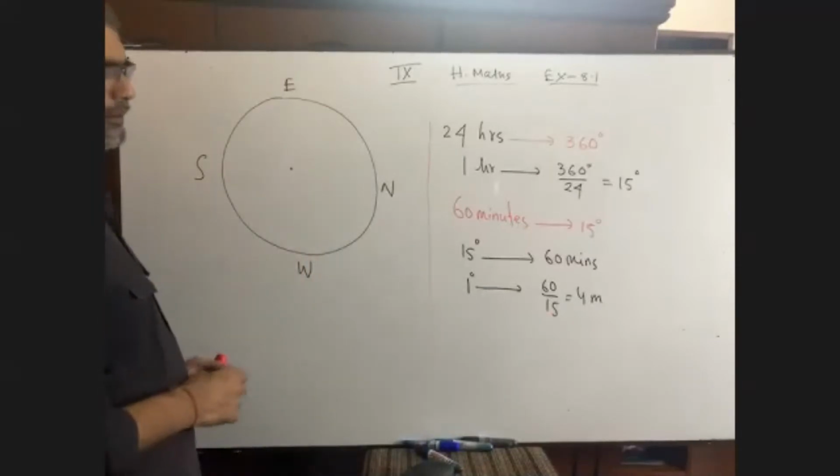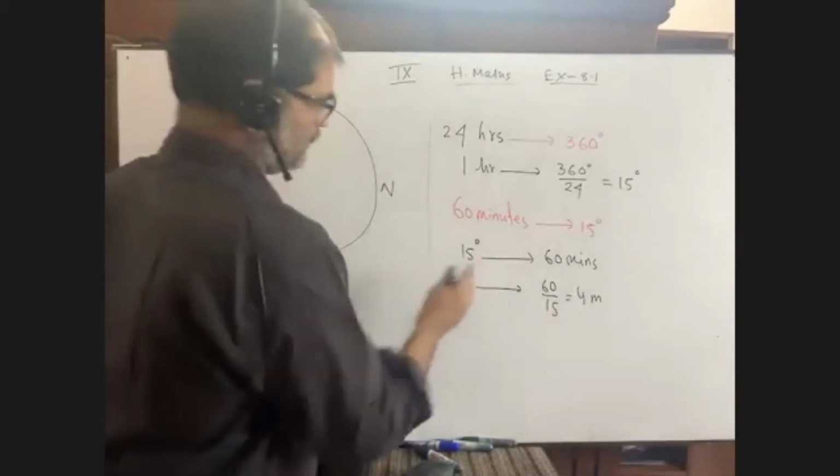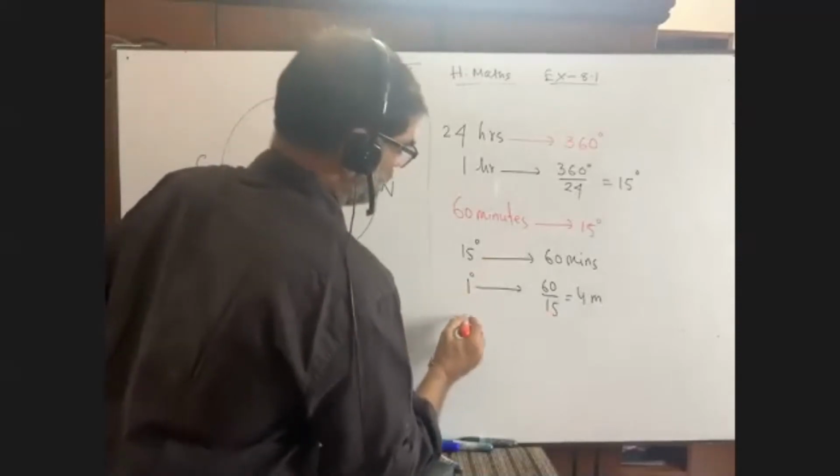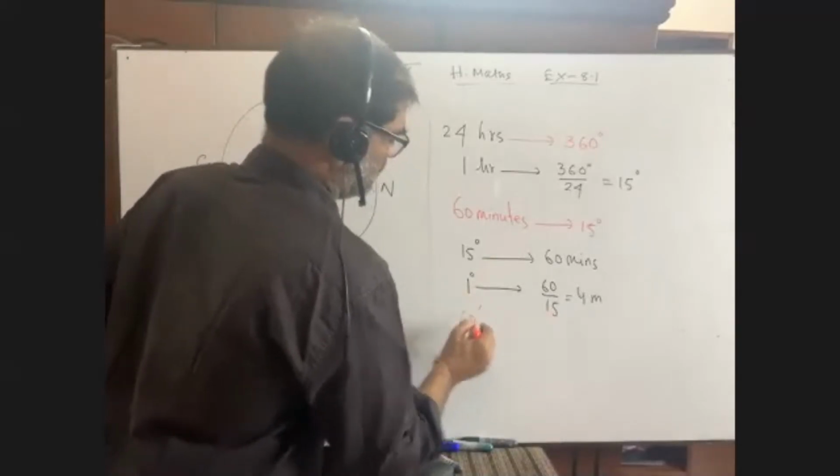Okay, very good. 1 degree equals to what? Can you please let me know? 1 degree equals to what? 1 degree equals to 60 minutes. That I told you. Okay.